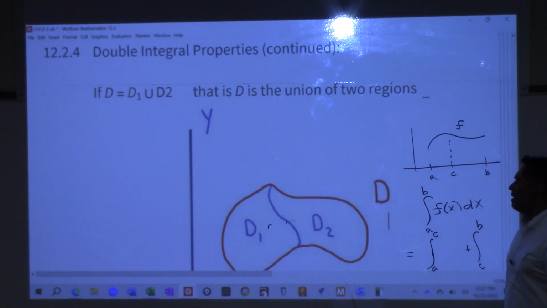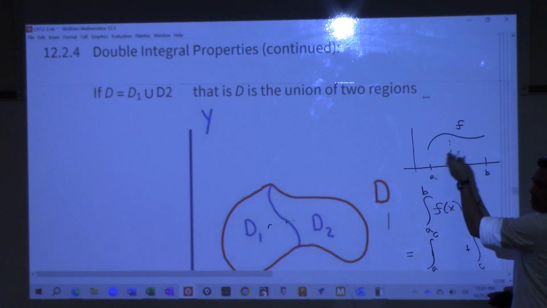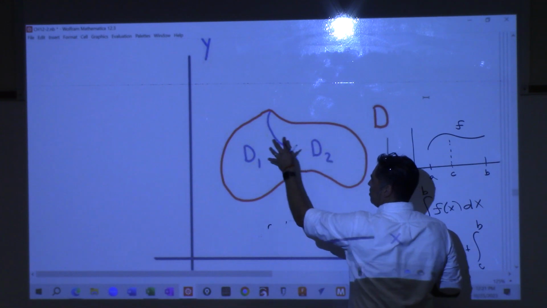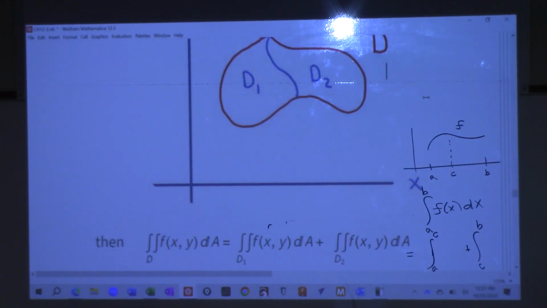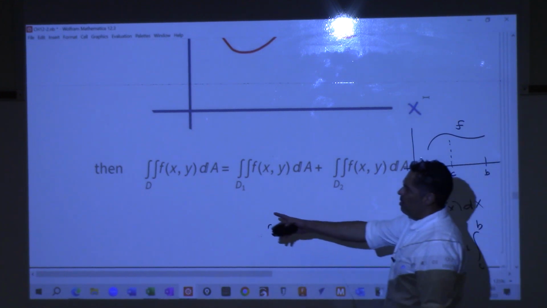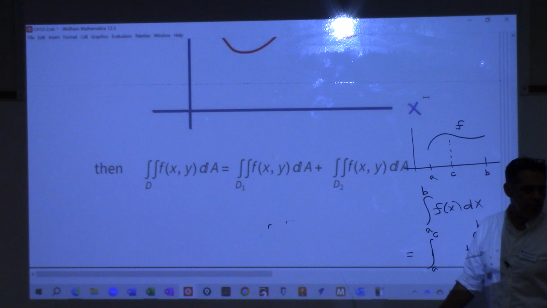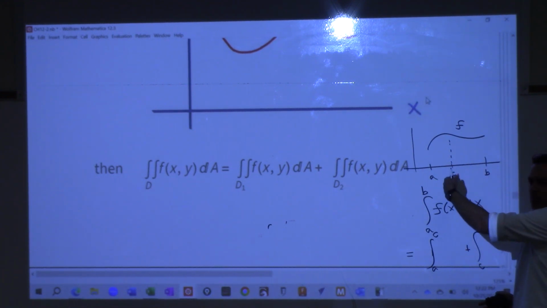Just like we split this domain into two different intervals and we can do them separately, this says if we have a region on the ground D, we can split it into two different regions, D1, D2, and then the original double integral over the entire domain should just be the sum of the double integrals over each of the D1 and D2 respectively. So that works naturally with what we learned in Cal 2.